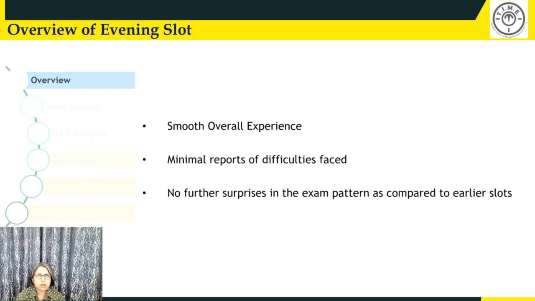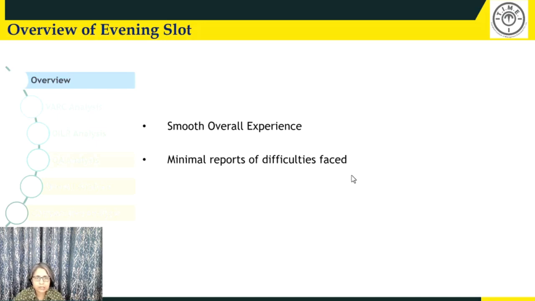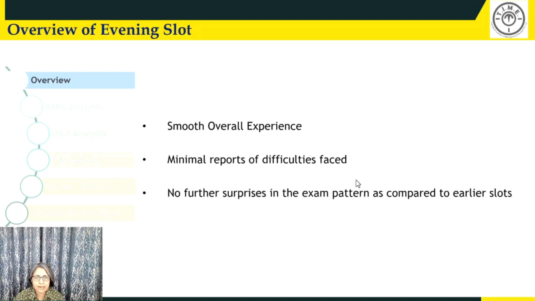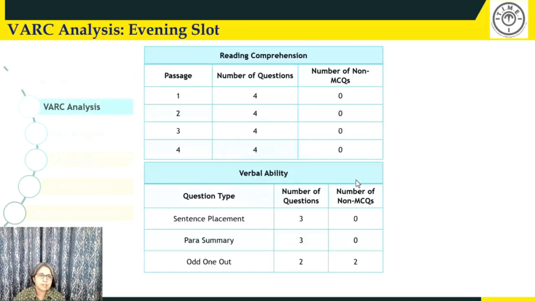Overall, there were not too many difficulties faced by the students. It was pretty smooth. And in slot 3, most of the students might have read the analysis of slot 1 and slot 2. So they were sort of forewarned that the major twist that happened in the VARC section was that unlike the previous few years, the RC section was not distinct and separate from the VA section. The questions were all mixed up.